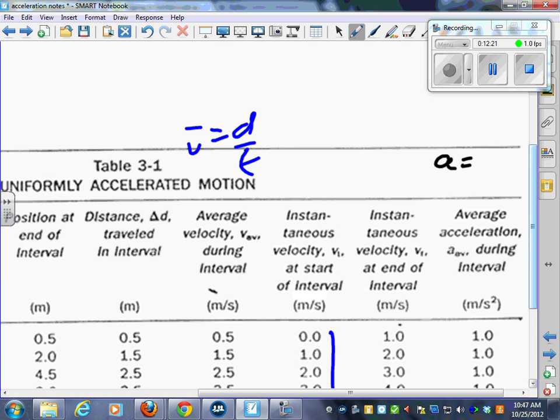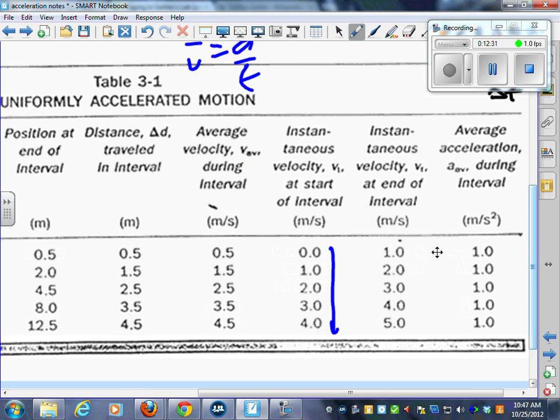All right, last little bit here. Right above this, A equals delta V over delta T. A equals delta V over delta T. How much did the velocity change? It went from 0 to 1. How much of a change is that? 1. In how long? 1 second. What's 1 divided by 1? The average acceleration then is 1.